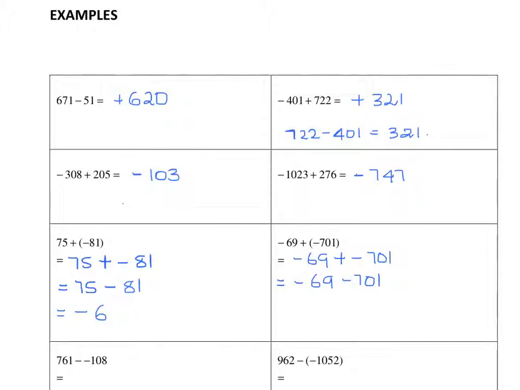The two numbers now have the same sign, so hence we know the answer will be the same as the sign of the two numbers, which is negative, and the answer will be the addition of those two numbers, which is 770.